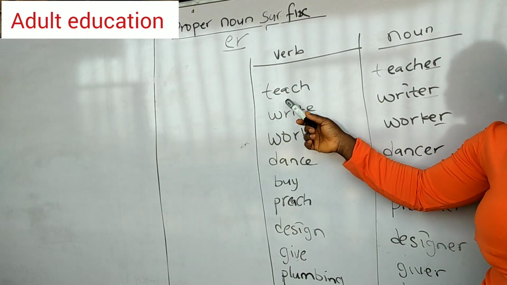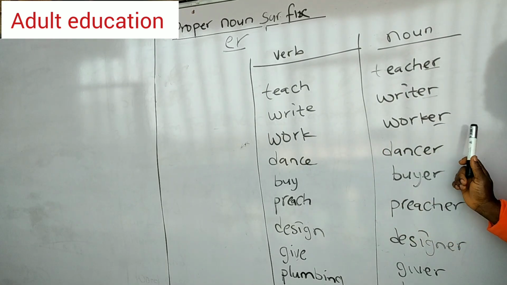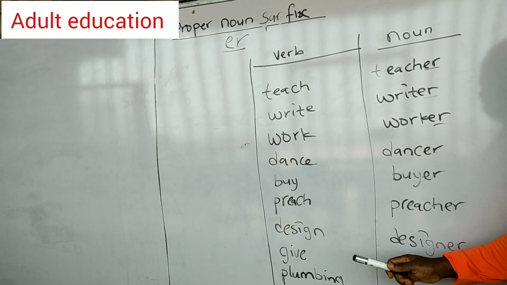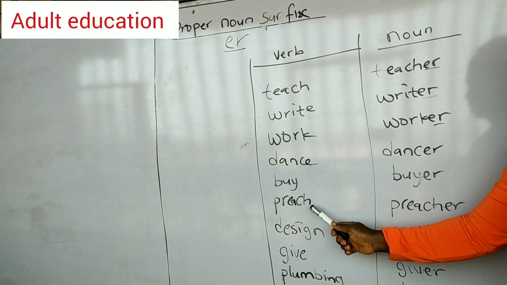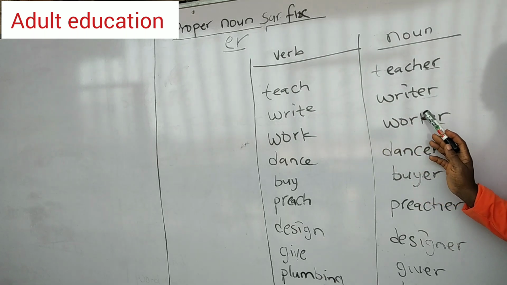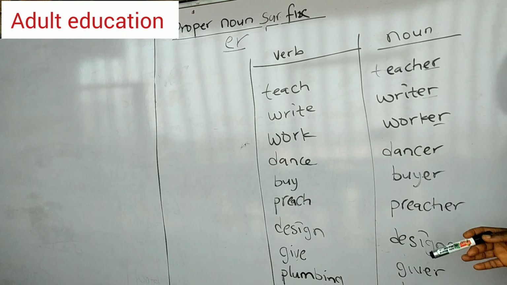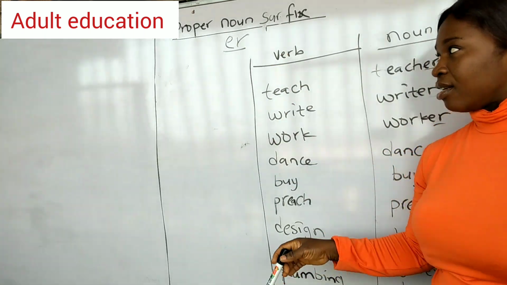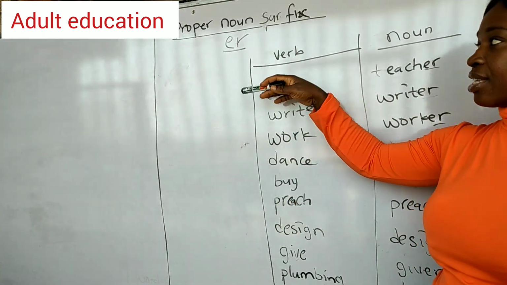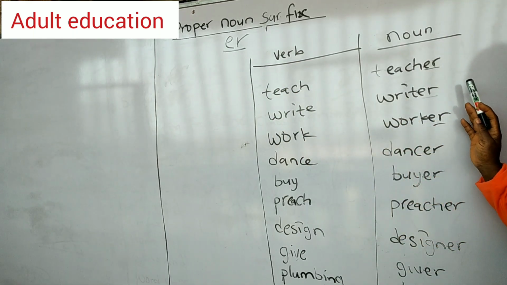So we have teach, teacher, write, writer, work, worker, dance, dancer, buy, buyer, preach, preacher, design, designer, give, giver, plumbing, plumber. Okay, you can see that the difference between these two is er or r. So remember, we are working with the er suffix, and adding the er suffix to the verb gives us the noun we have right here.